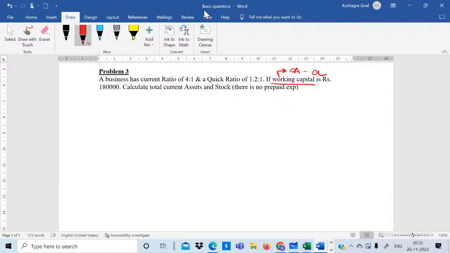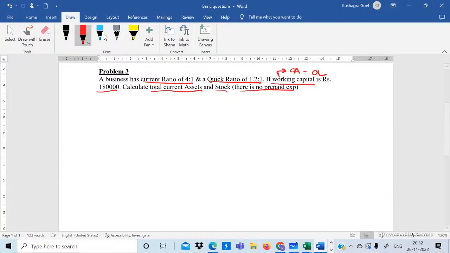So they've given you the current ratio as 4:1, quick ratio as 1.2:1, and working capital as 1,80,000. And they're saying calculate total current asset and stock. And they've said that there is no prepaid expense.